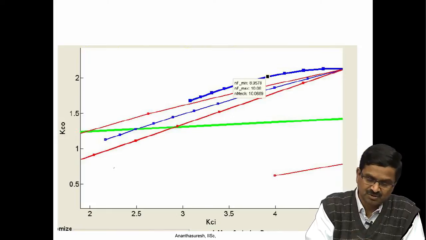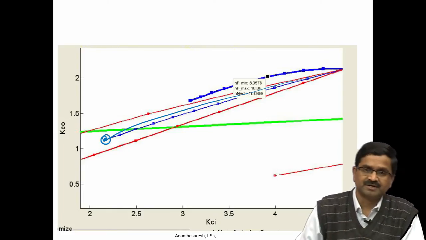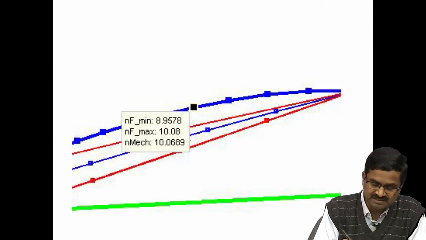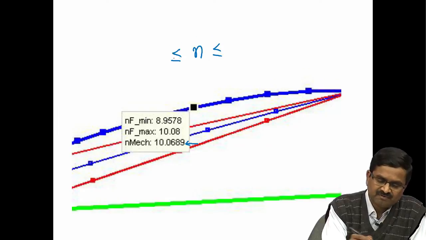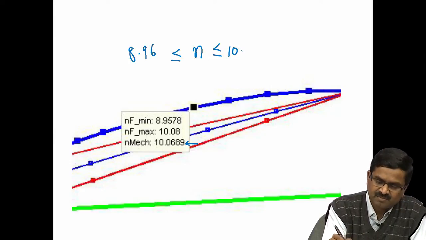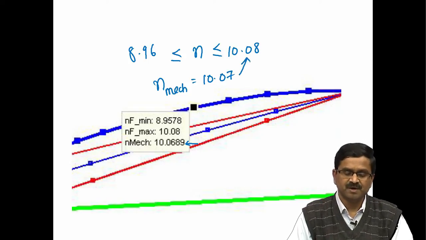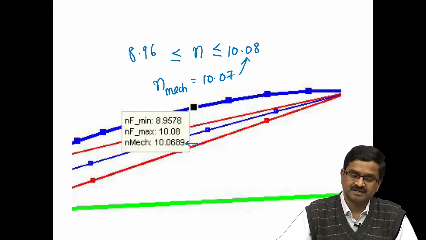So, in this case something like that is shown, you started somewhere inside, went there and then drew the curves and came back. So, you are at some point. At that point, if everything is fine, meaning that n is within the range, which it is. So, here you can see n min, minimum value of n for that point is 8.96, maximum is 10.08, and n of the mechanism is 10.07, almost close to the maximum, but nevertheless it is in the range. So, we are done. So, we have a solution to the user specifications that are given, right. That is how we redesign.